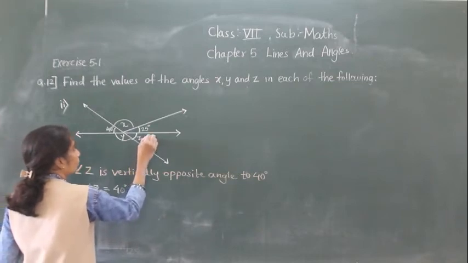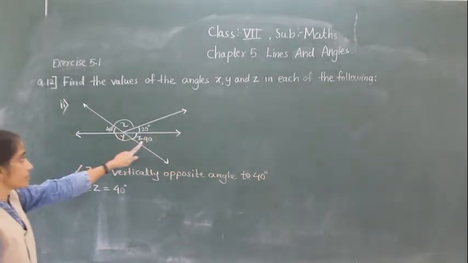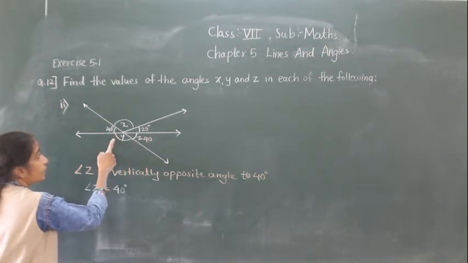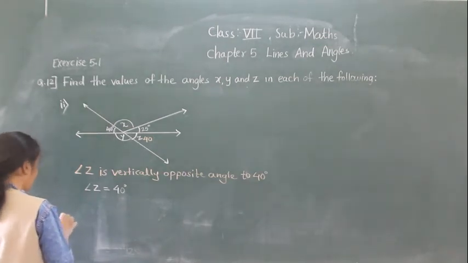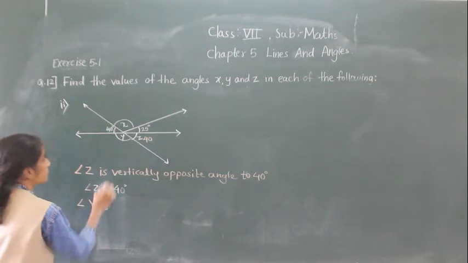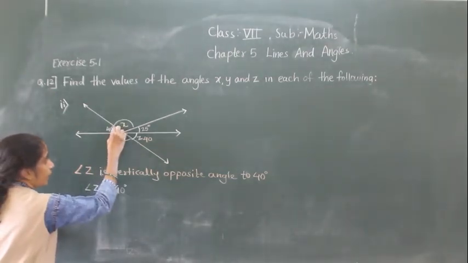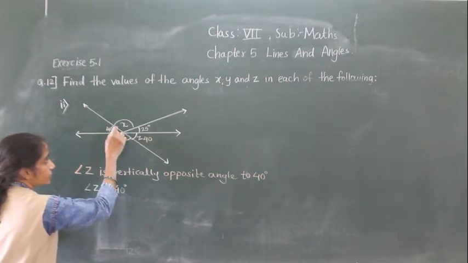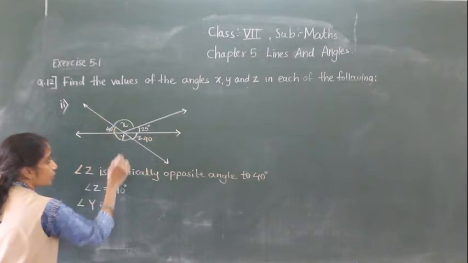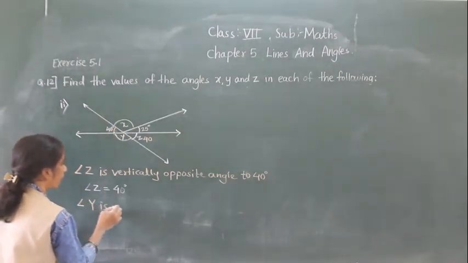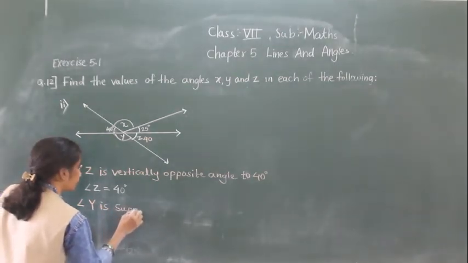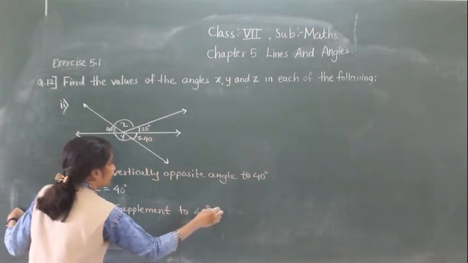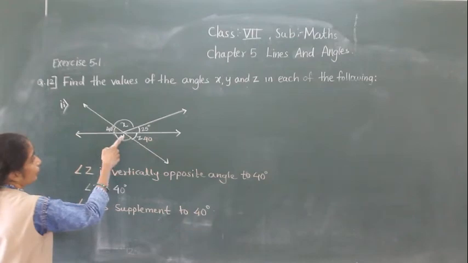Angle z we got 40 degrees. Now see here, angle y is supplementary to the 40 degree angle. Yes, they are supplementary to each other, because if you do the sum of both the angles, you get 180.